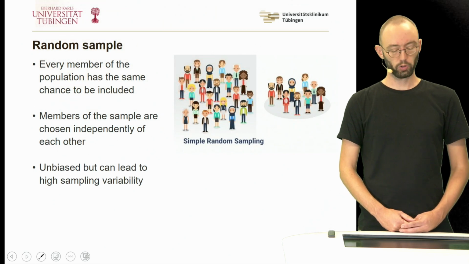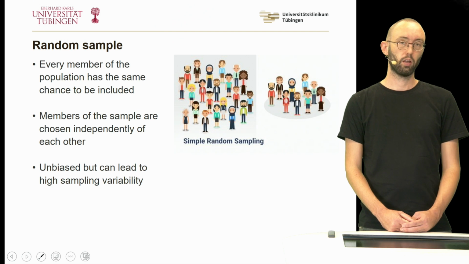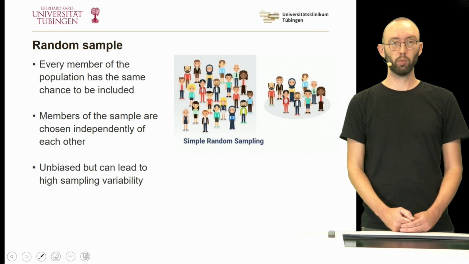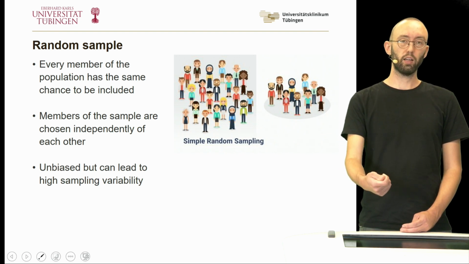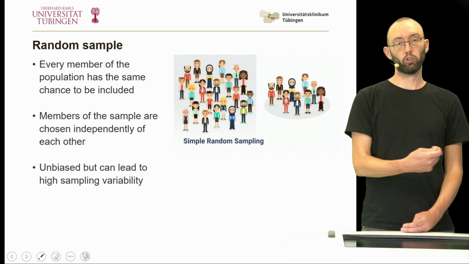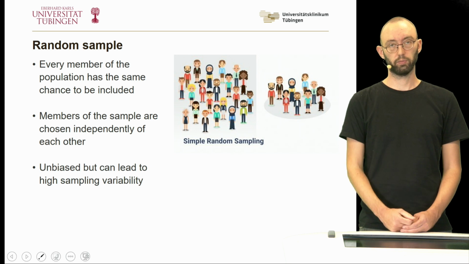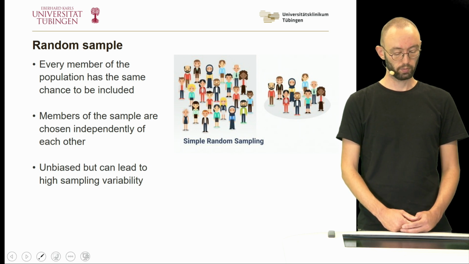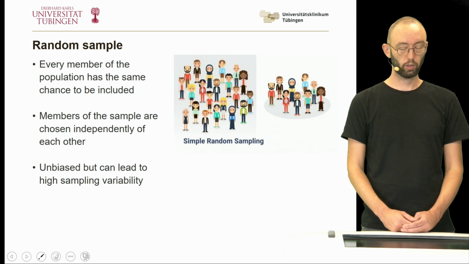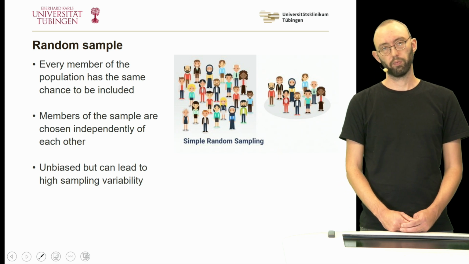What's important for that process is that members of the sample are chosen independently of each other. So even if I choose, let's say, in a family, the husband, the wife has the same chance of being included in my sample as if I had not chosen the husband as well. But she also does not have a higher chance than before. Random sampling is unbiased, if done right, but it also can lead to high sampling variability.